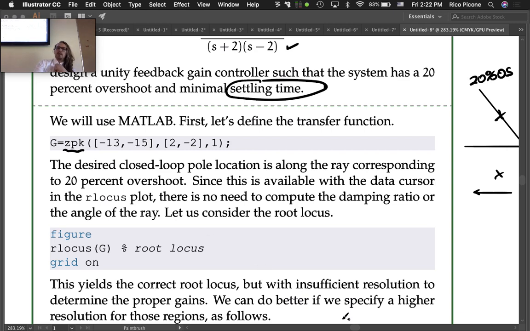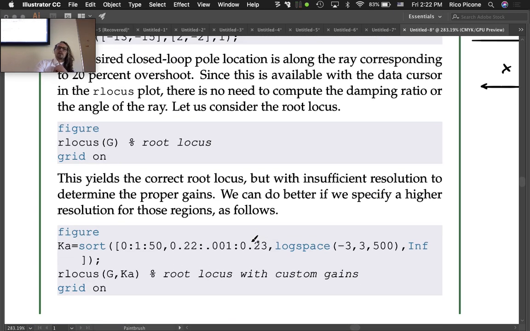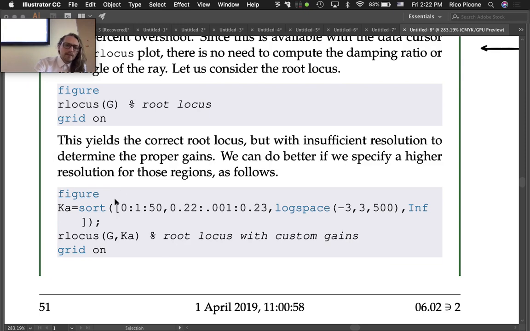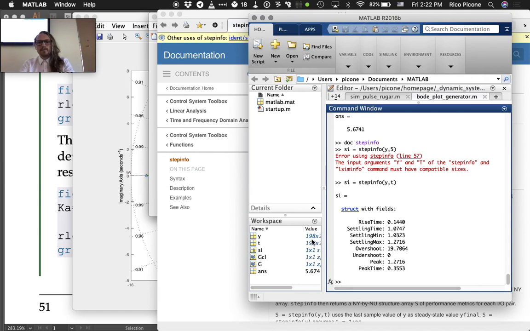Since this is available with the data cursor and the root locus plot, there is no need to compute the damping ratio or the angle of the ray. Let's consider the root locus. So you can just use the rlocus command. Let's do that in MATLAB.